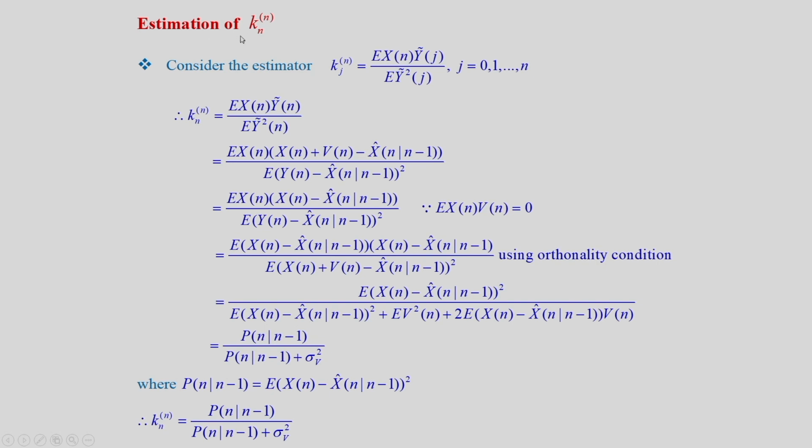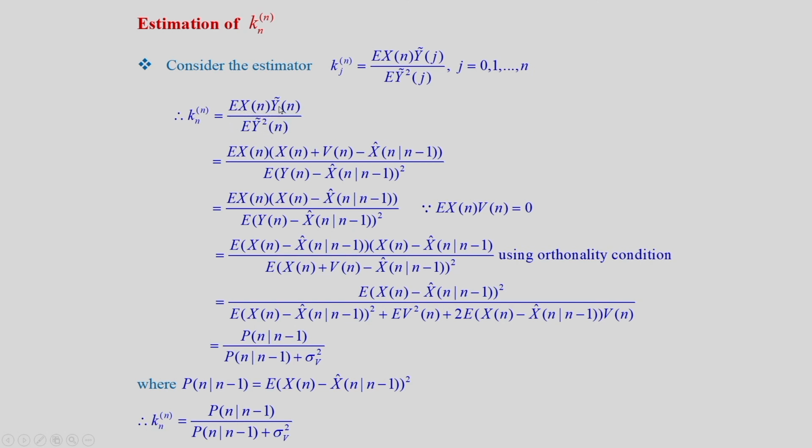Let us see estimation of k_{n,n}. We have the estimator k_{j,n} equal to E of xn into y tilde j divided by E of y tilde j square that we have obtained earlier. Therefore, k_{n,n} will be equal to E of xn into y tilde n divided by E of y tilde square n.